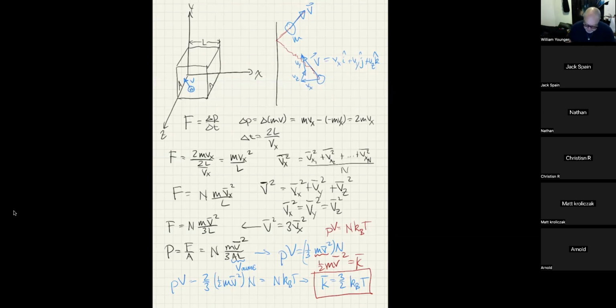So as an example, let's find out how fast are oxygen and nitrogen gas at 20 degrees Celsius. So here's our question. How fast are the VRMS of N2 and O2 at 20 degrees Celsius? Okay.